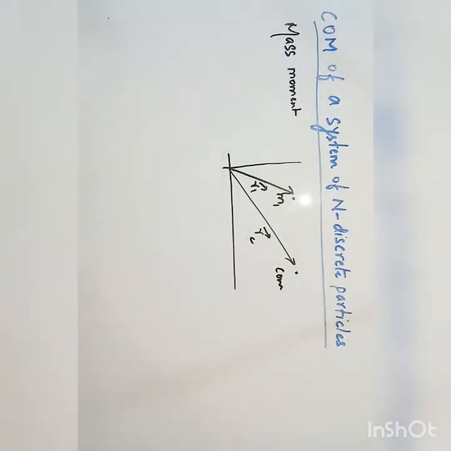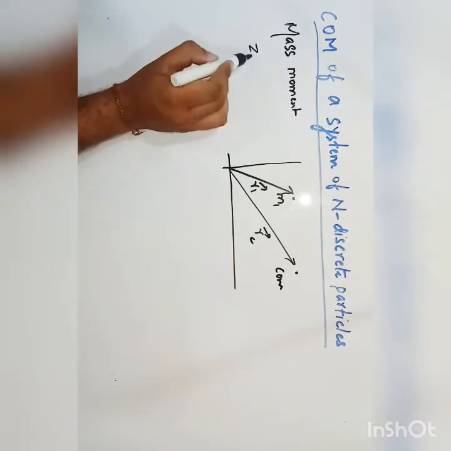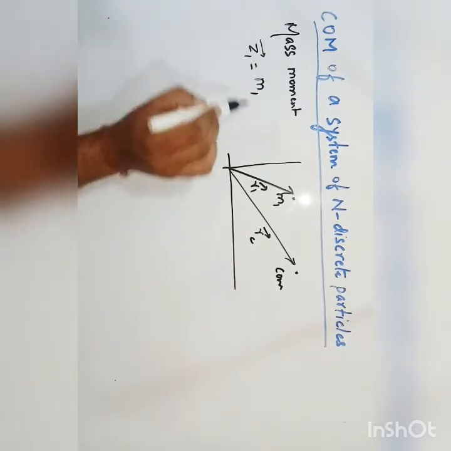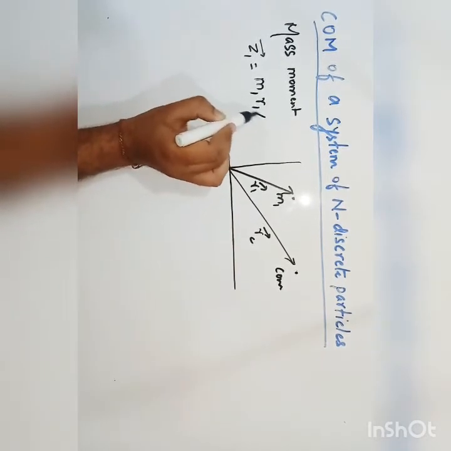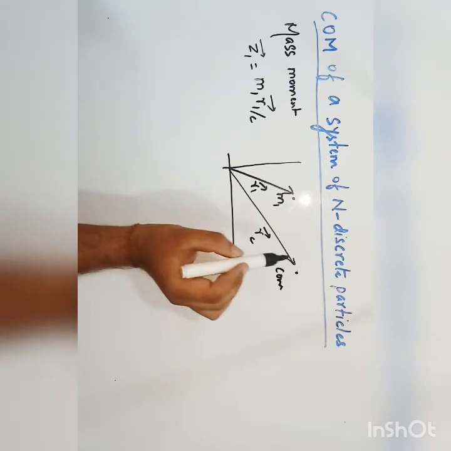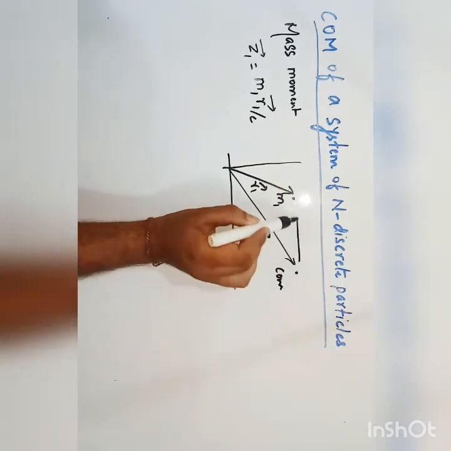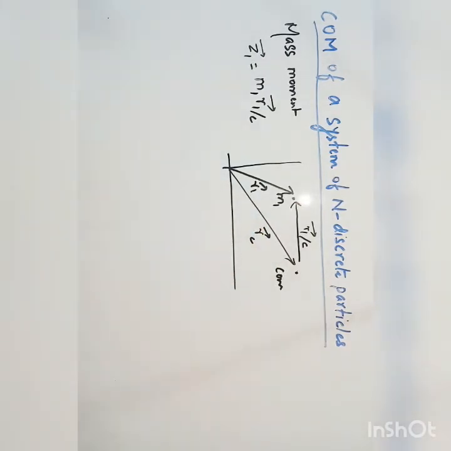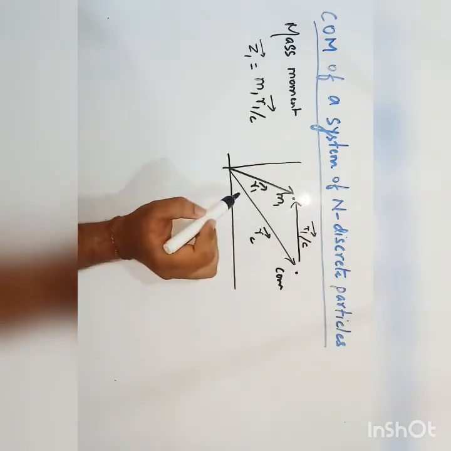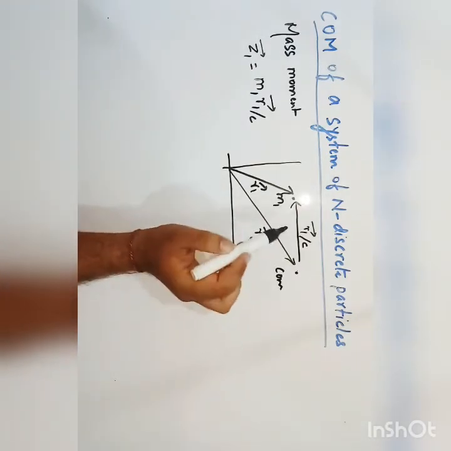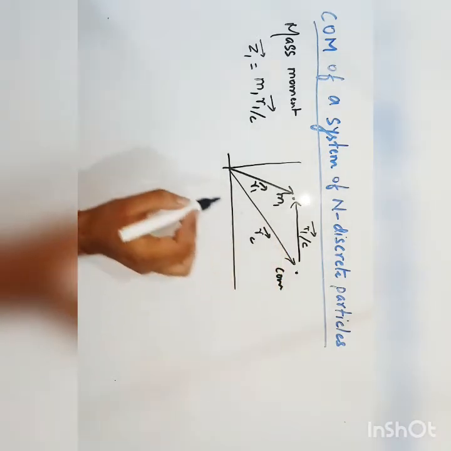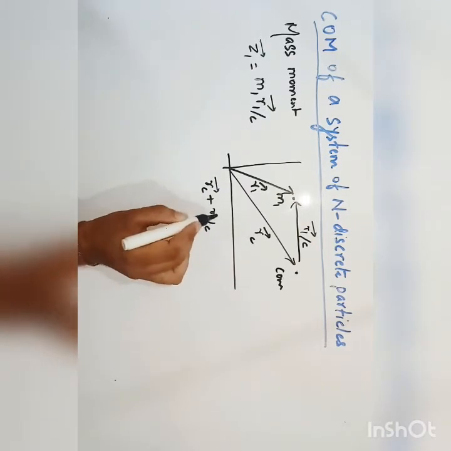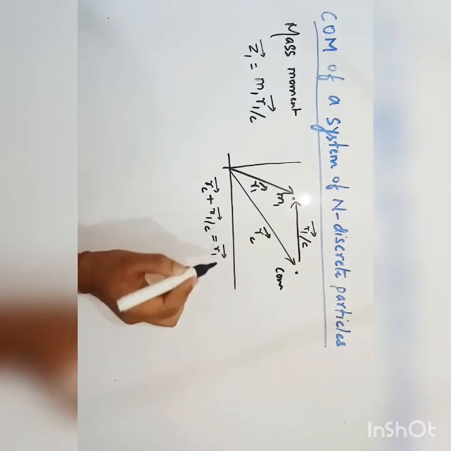Okay. Now the mass moment of m1 with respect to center of mass is m1 r1c vector. So what is r1c? r1c is the position of mass m1 with respect to center of mass. All right. So using triangle law of addition of vectors here, we can see that rc vector plus r1c vector is going to give us r1 vector.